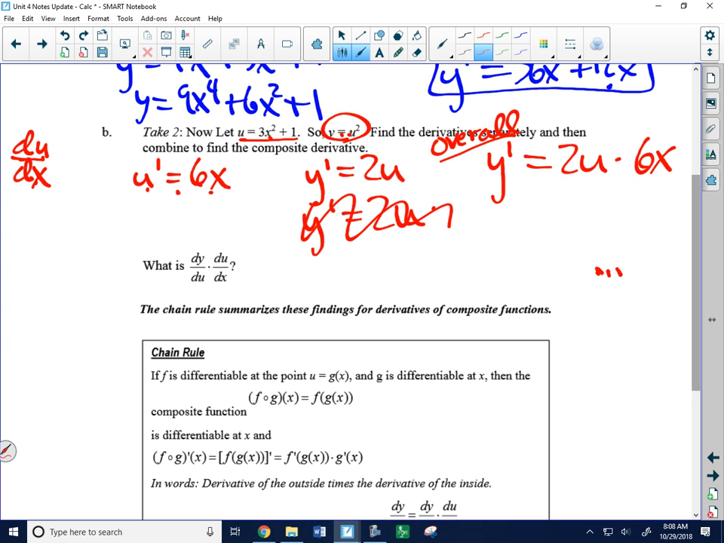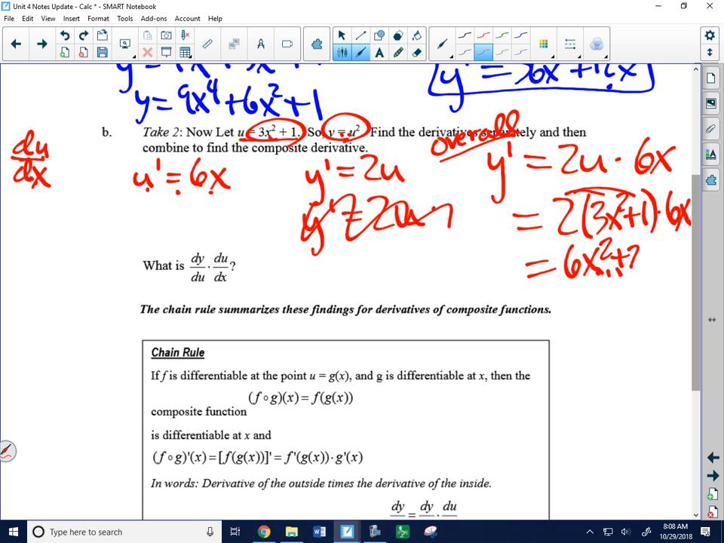The only other thing that I want is the original function's variable, x. So right now I have u and x in there. I know what u was. It's 3x squared plus 1. So I put that back in for u, and then I simplify. Let me distribute in the 2. So it's 6x squared plus 2. And then let me distribute in the 6x, and it's going to be 36x cubed plus 12x, which is what we got in the first one.